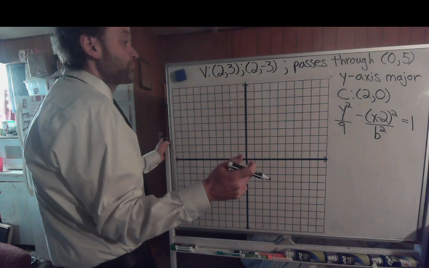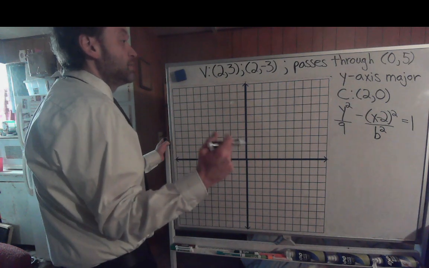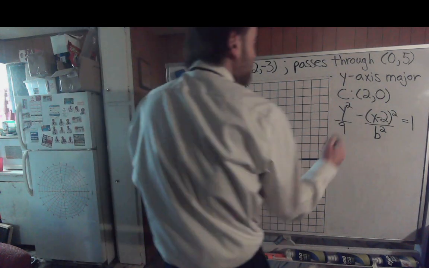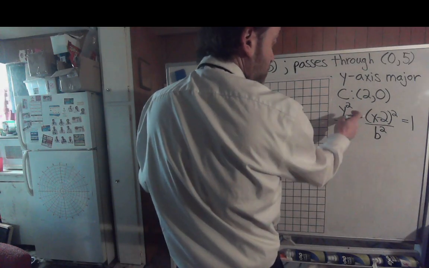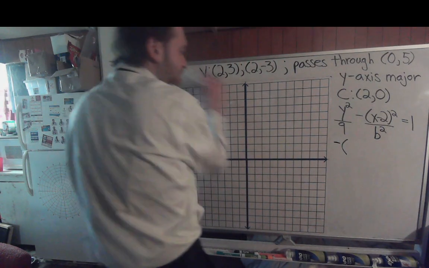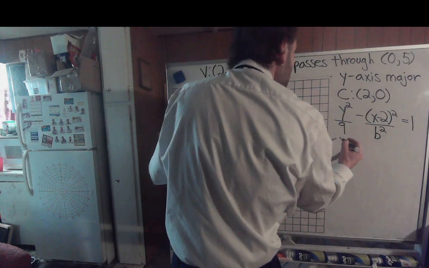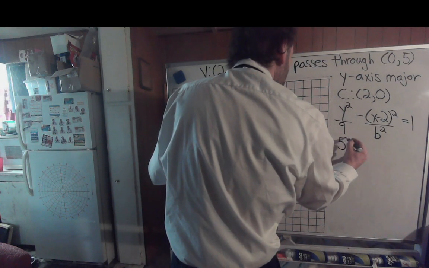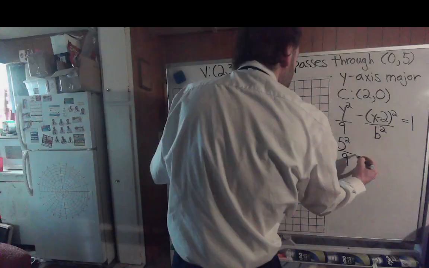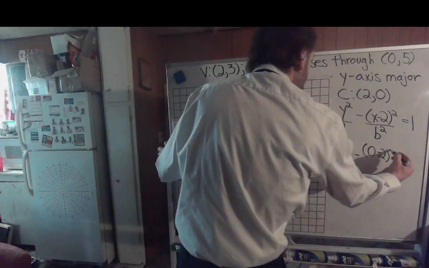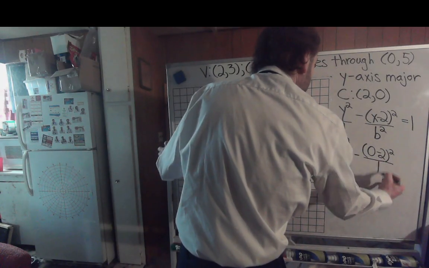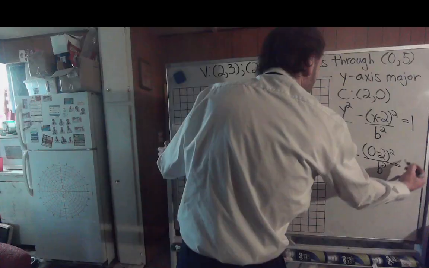So, what you'll end up getting here is if you put 0 in for y squared, you'll literally just get 0, right? But you'll get negative of, no wait, y is 5. What am I talking about? I'm doing it backwards. Y is 5. So I'll take 5 squared over 9 minus the quantity of 0 minus 2 squared all over b squared equals 1.